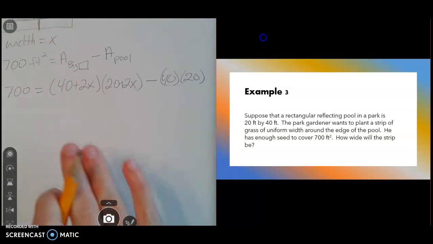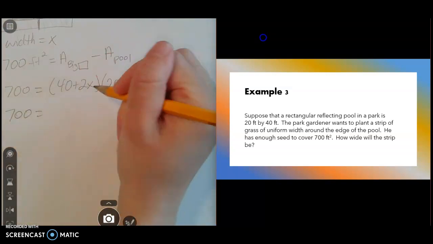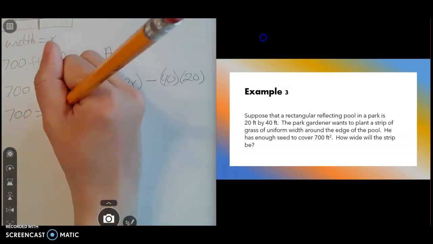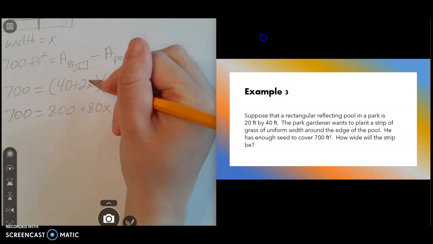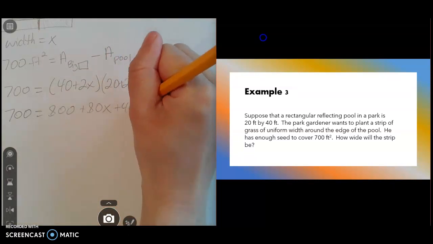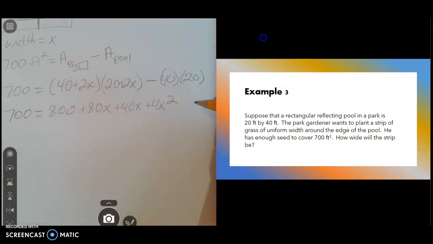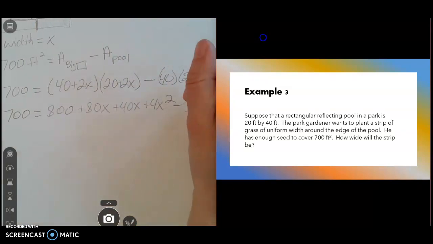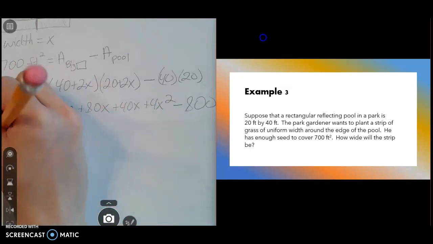Alrighty. Let's go ahead and simplify this and get it solved. So from here, I distribute. 40 times 20 is 800. 40 times 2x is 80x. 2x times 20 is 40x. And 2x times 2x is a positive 4x squared. Minus 40 times 20 is 800. We have a lot of like terms, don't we? Also, we notice that it's a quadratic because I have an x squared term. That's my highest exponent.